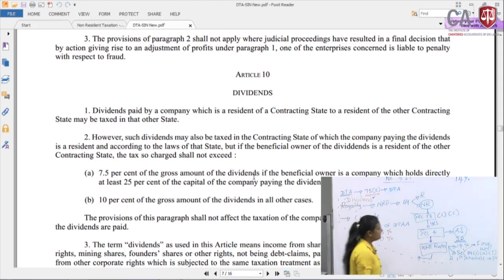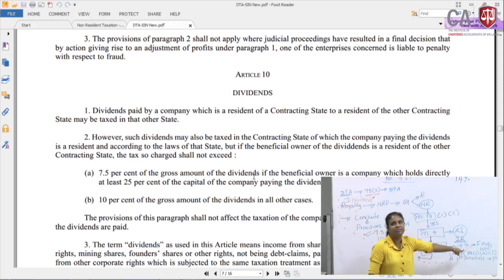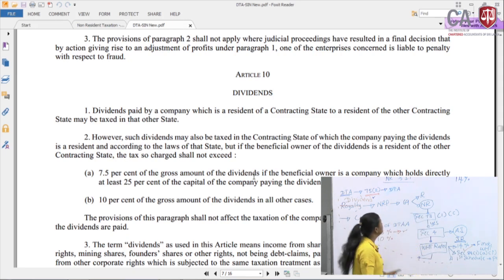Then our rate is 14. The treaty has provided these two rates. If this condition is satisfied, what is the rate in your final answer that you are going to apply in your examination? It is 7.5, not this 14%. Are you all going to not mention this 14%? You have to write this entire story.